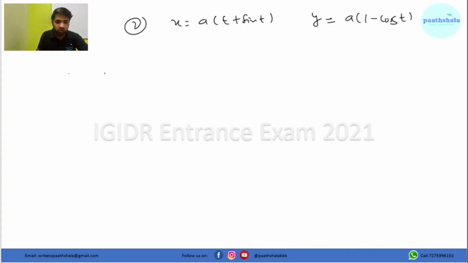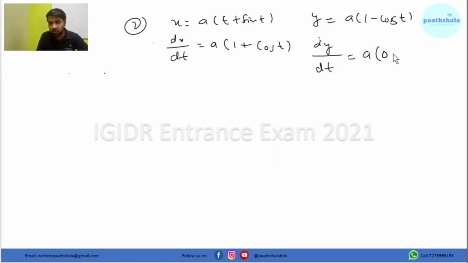Okay, so let's move to the next question, that is question 2. Here x equals a(t plus sin t), and the other function is y equals a(1 minus cos t). We have to find dy by dx. To find dy by dx, we will simply differentiate x with respect to t. This will come out to be a(1 plus cos t), since the differentiation of sin t is cos t. We'll differentiate y with respect to t. This will come out to be a(0 minus (minus sin t)), since the differentiation of 1 is 0 and the differentiation of cos t is minus sin t. So this will become a sin t.